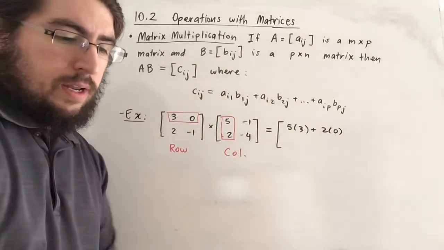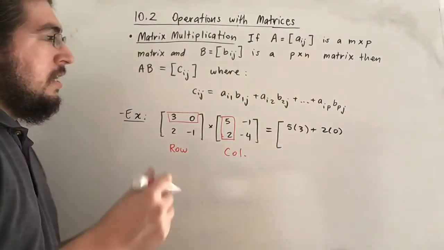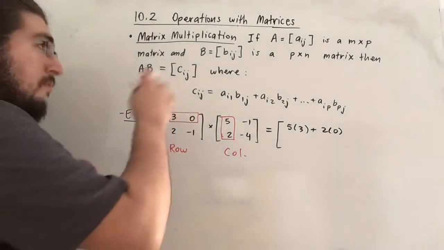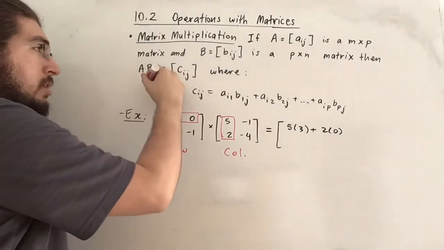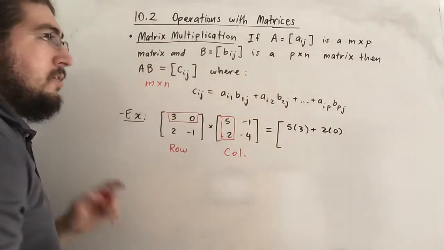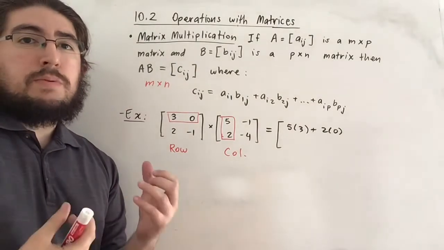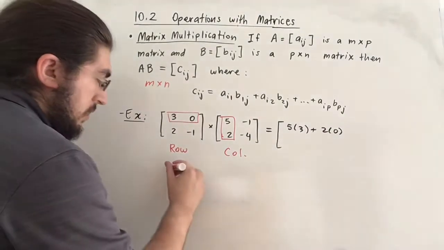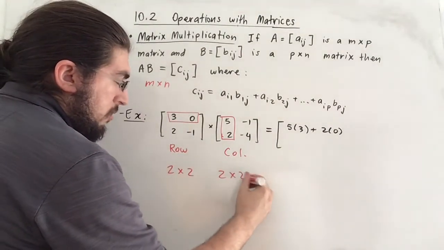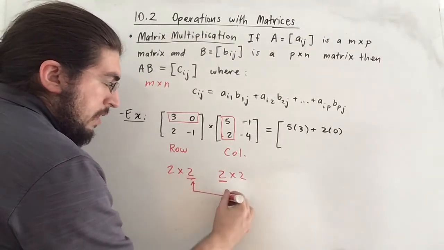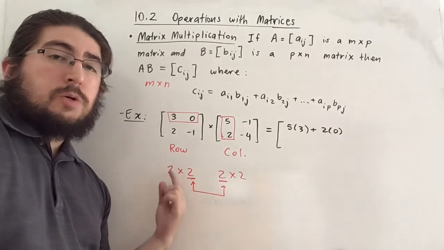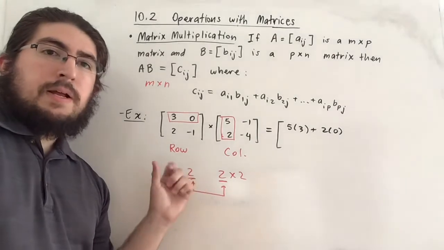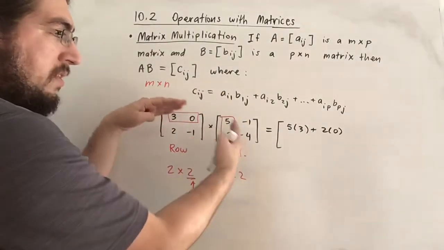By the way, before we move on and continue with this process, notice this is an m by p, this is a p by n, and in doing this process for each of them, our resulting matrix will actually be an m by n matrix. So you can tell when two matrices are compatible multiplication-wise. Let me show you here. This is a 2 by 2, this is a 2 by 2. If the column dimension of the first one and the row dimension of the second one are the same, then you can line things up perfectly like this.